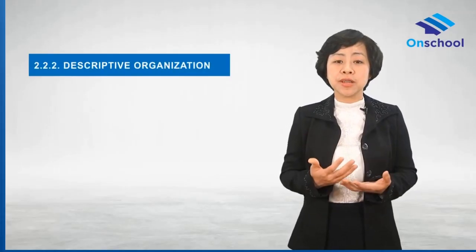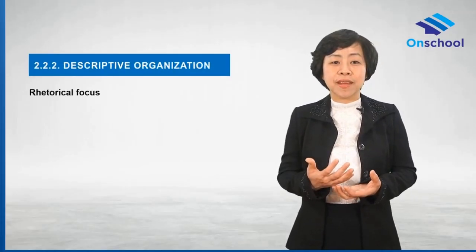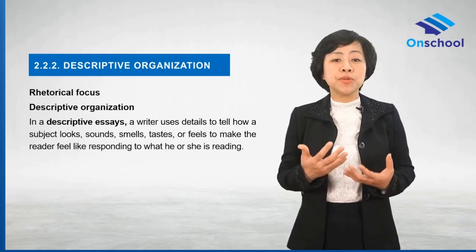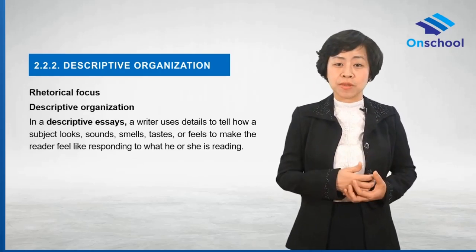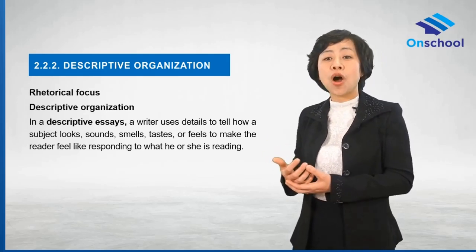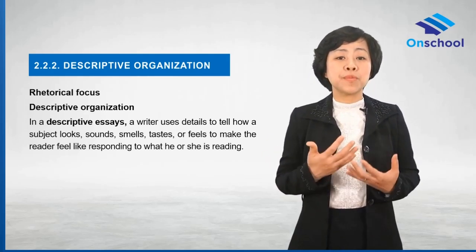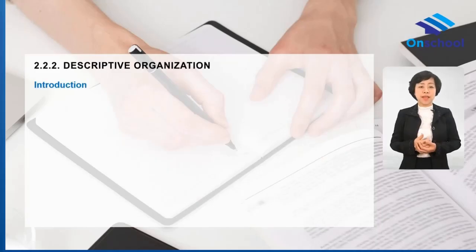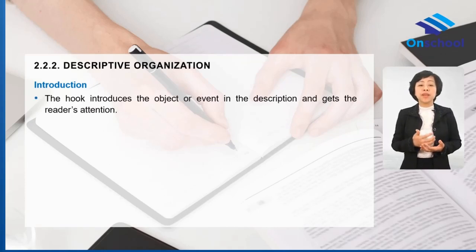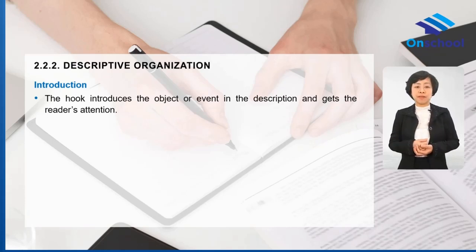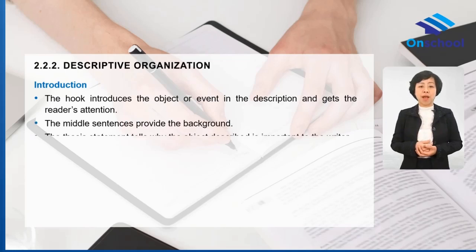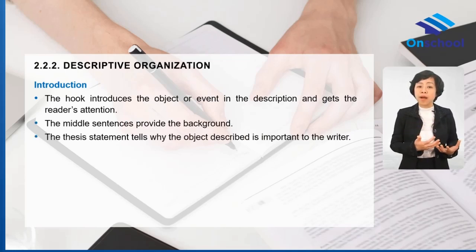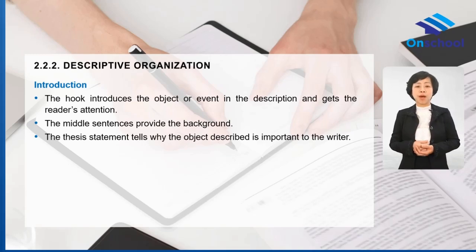Let's continue with the organization of a descriptive essay. In a descriptive essay, a writer uses details to tell how a subject looks, sounds, smells, tastes, or feels to make the reader feel like responding to what he or she is reading. There are 3 parts in the essay. Number 1 is introduction. In the introduction, the hook introduces the object or event in the description and gets the reader's attention. The middle sentences provide the background. The thesis statement tells why the object described is important to the writer.